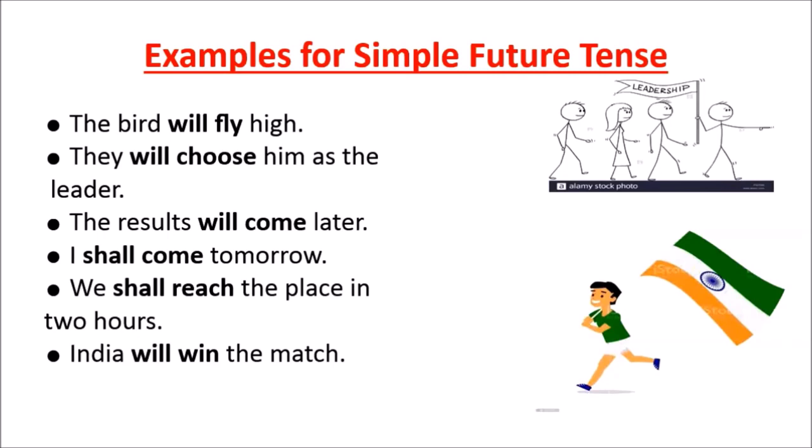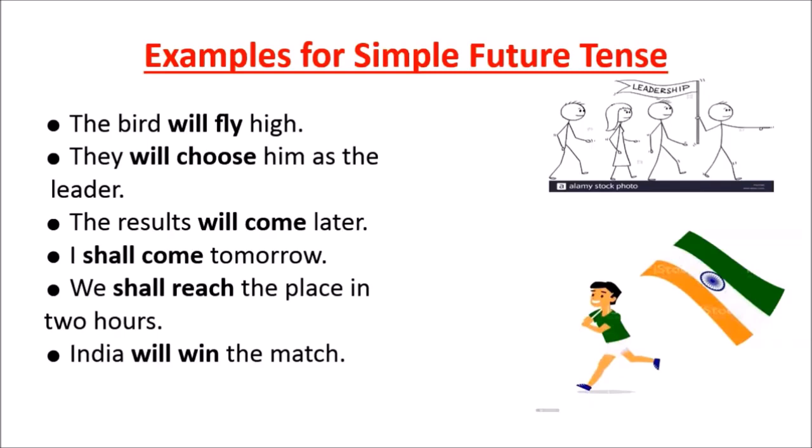So look at the next example. We shall reach the place in 2 hours. So we here refers to a group of people. Okay, maybe 2 or 3. So they believe that they shall reach the place in 2 hours. It is not for sure. It is not a promise actually. They are just believing that they'll reach the place in 2 hours. That's why they are using shall. Understand?